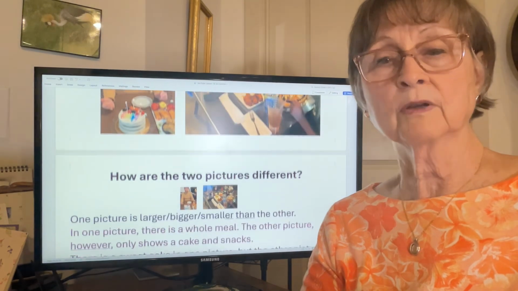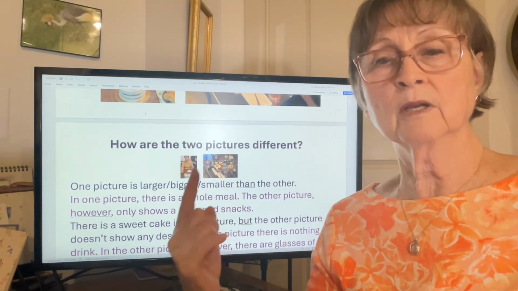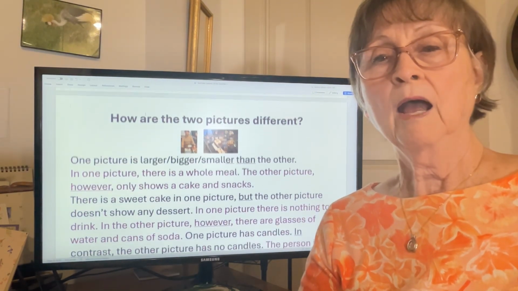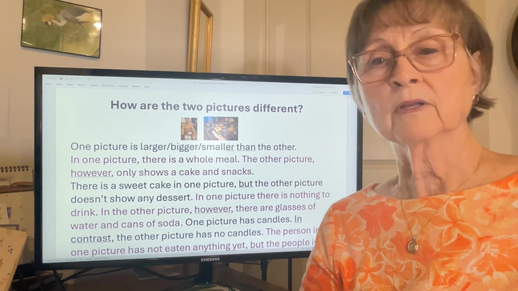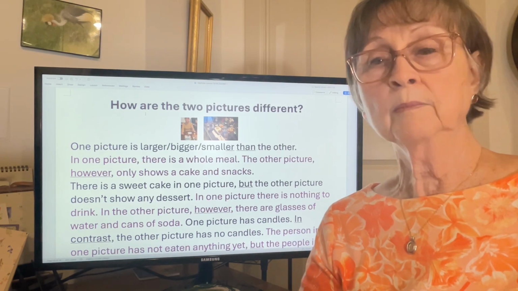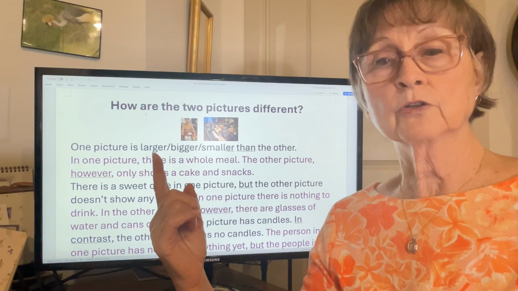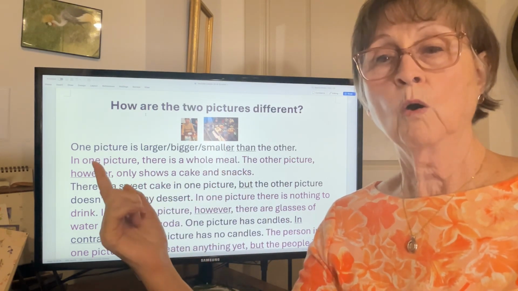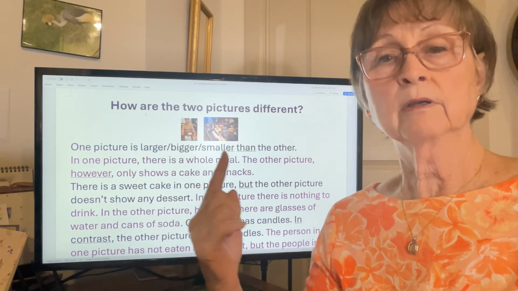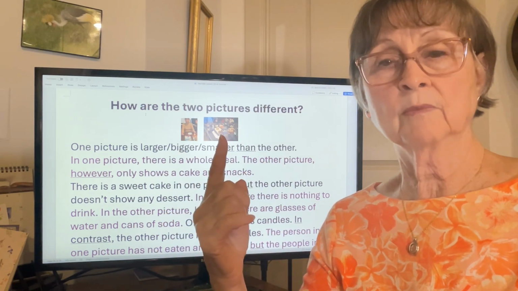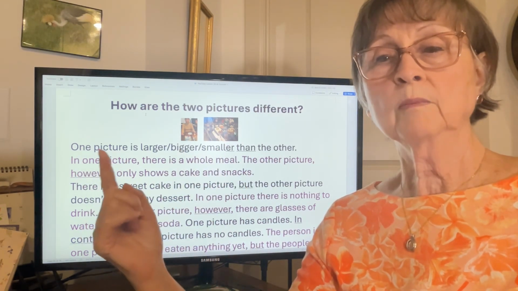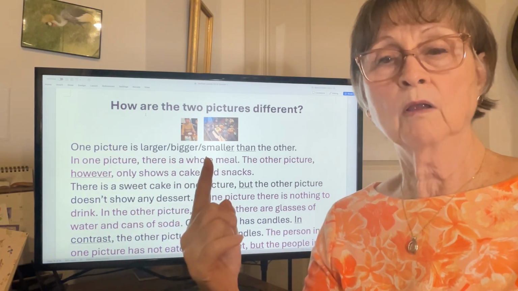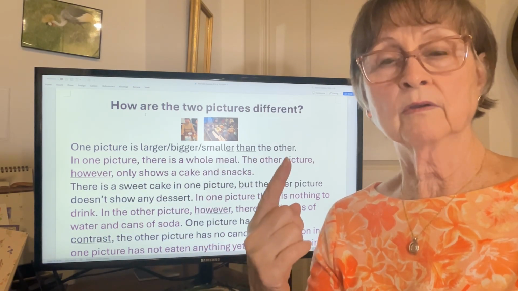How are they different? Now there's a smaller version to help you remember. How are the two pictures different? One picture is larger than the other. Or one picture is bigger than the other. That means the same thing. Or one picture is smaller than the other.